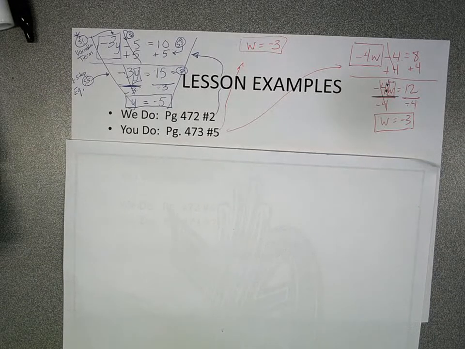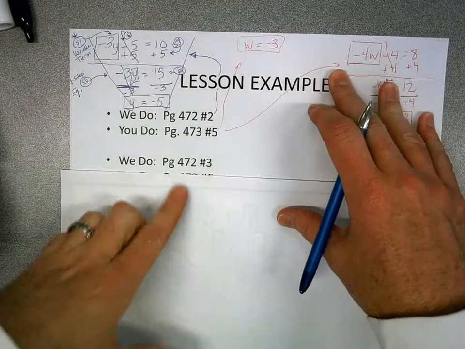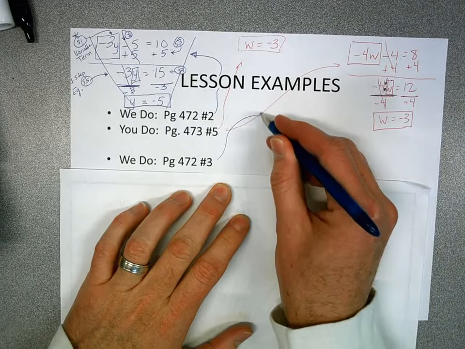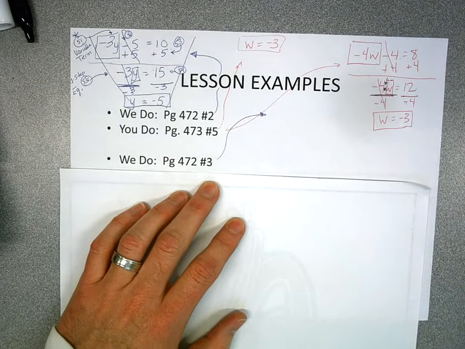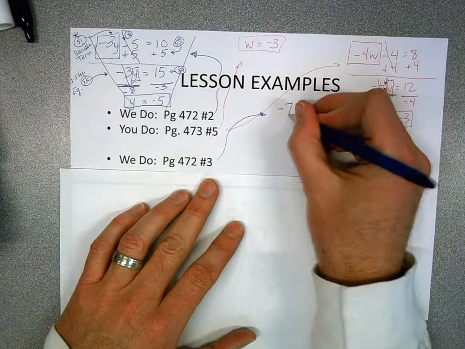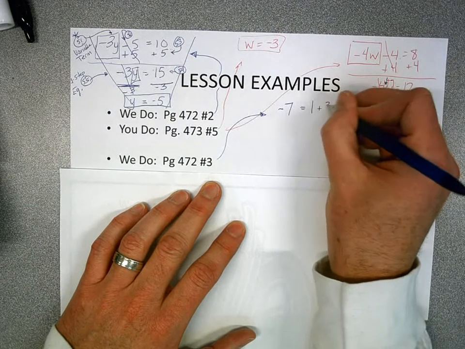Okay, any other questions? Okay, this next problem is a two-step equation. Now difficulty level is going to be turned up a notch. All right, so here we go. Let's go back to page 472, and let's take a look at problem number 3. Problem number 3 is -7 equals 1 plus 2/3 n.